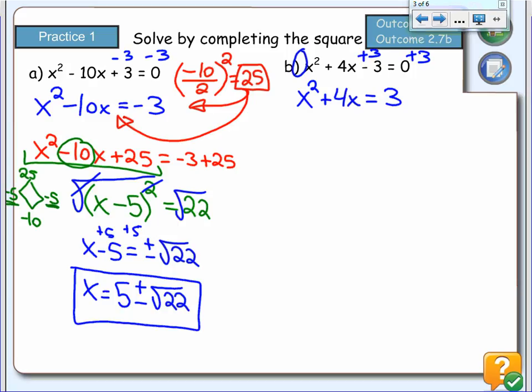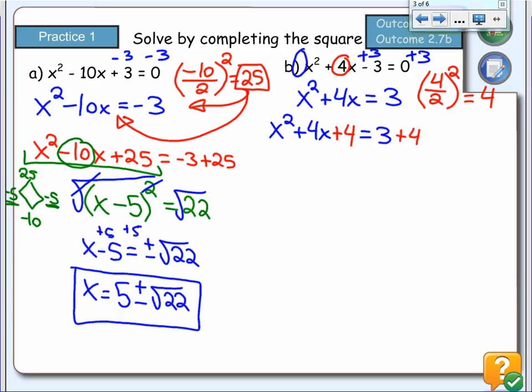We then do something strange and we follow that little formula. That formula was take your b value, which is 4, divide it by 2, and then square it. Whatever your result is, you want to add to both sides. So 4 divided by 2 is 2, squared is 4. So we're going to add 4 to both sides. So it's x squared plus 4x. And in red, so it sticks out, plus 4 equals 3 plus 4.